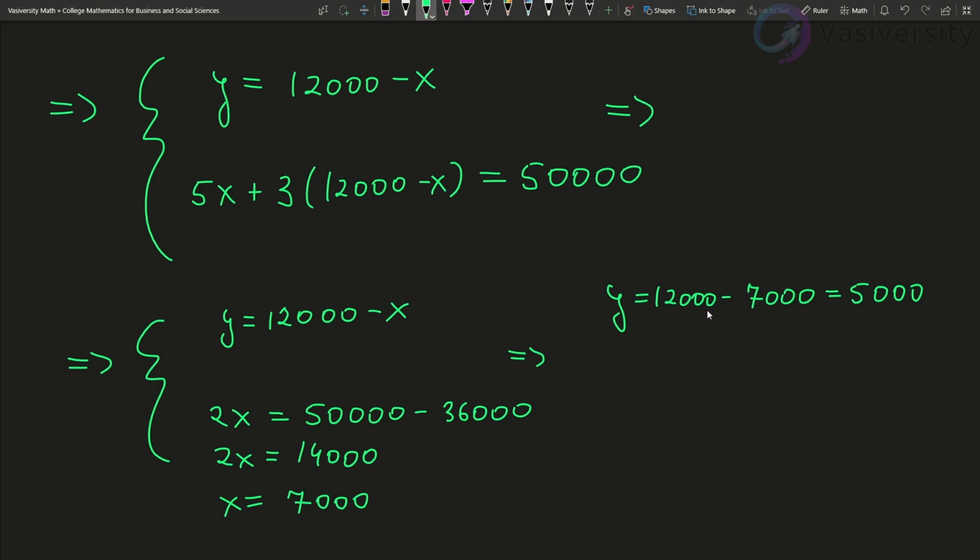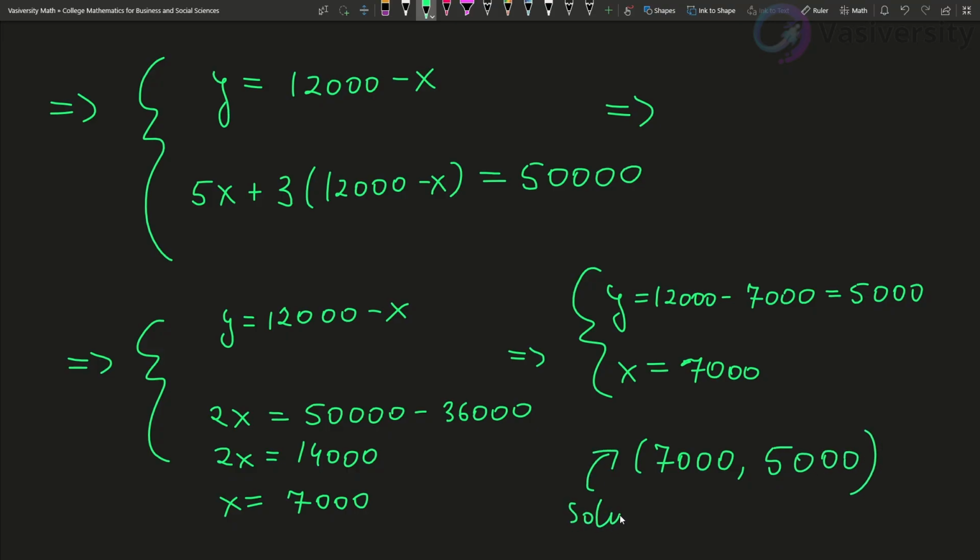And so 5,000 were invested under 3% and 7,000 under 5%. So x is equal to 7,000. Okay, and essentially the corresponding point is (7,000, 5,000). Right, that would be the solution to this system. Okay, perfect. So this is a very nice example.